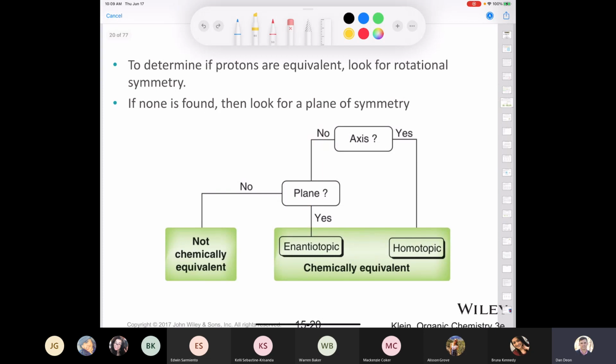Again, to determine whether the protons are homotopic or enantiotopic, you can do the replacement test. If you end up with the exact same compound, they're homotopic. If you do the replacement test and they're enantiomers, they're enantiotopic, okay? And if you don't have an axis of rotational symmetry and you don't have a plane of symmetry, you've got neither of those, then they're not chemically equivalent. And you can still do the replacement test. If you do the replacement test here and you don't end up with enantiomers or the same compound, then they're not chemically equivalent.